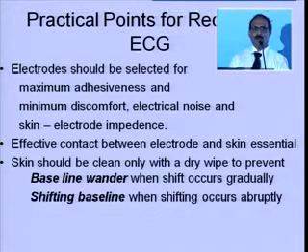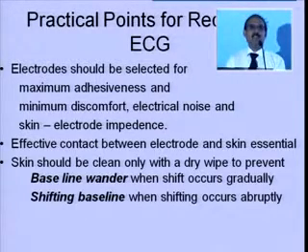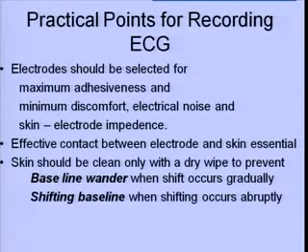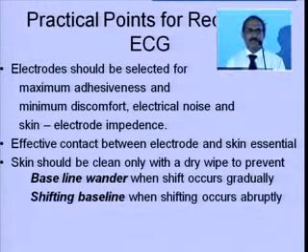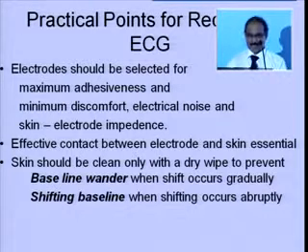So what are the important practical points for recording the ECG? The first important thing is the electrodes. The electrodes should be selected in such a way that there is maximum adhesiveness. The electrode should stick to the chest of the patient very tightly. If it is not touching properly, if it is loose, then we will not get a proper tracing.